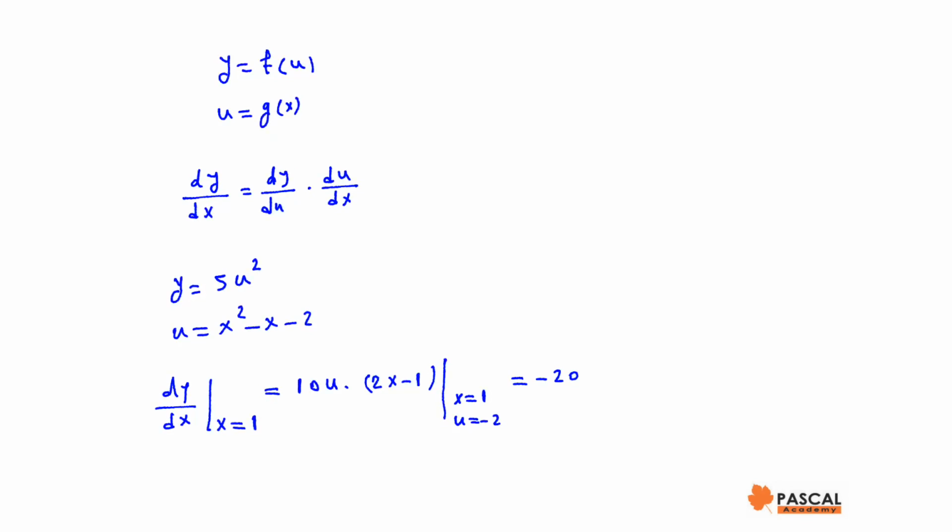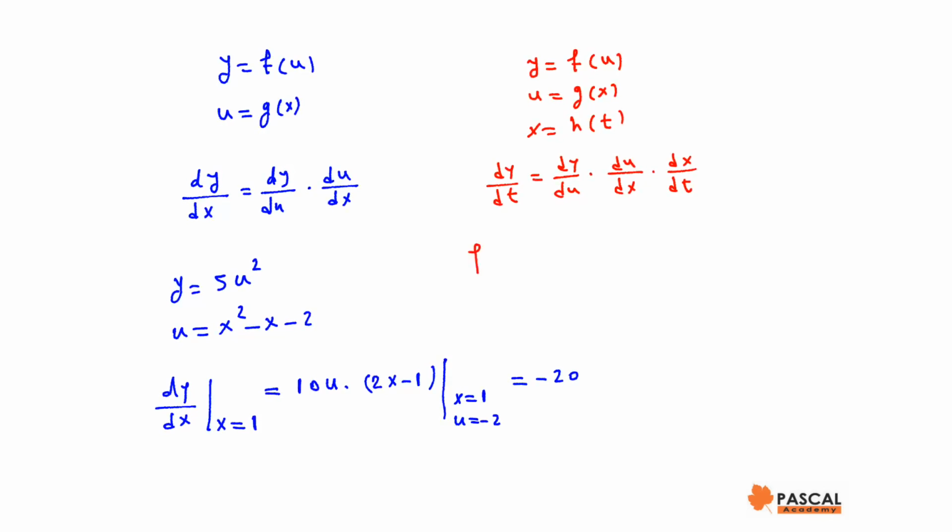This can be written for more than two functions. Let's assume y is f of u, u is g of x, and x equals h of t. The derivative of y with respect to t is the derivative of y with respect to u, times the derivative of u with respect to x, times the derivative of x with respect to t. We basically found the derivative of f of g of h of x.